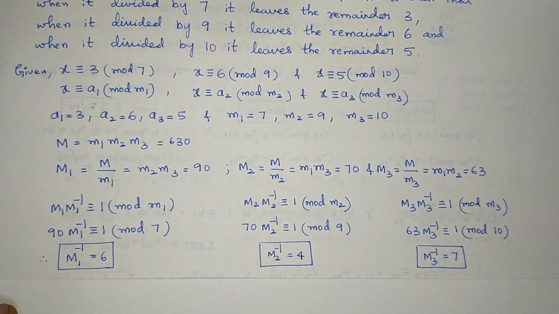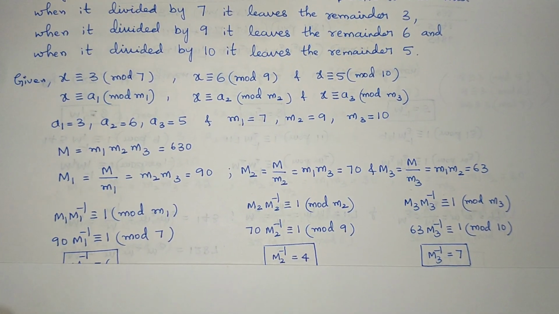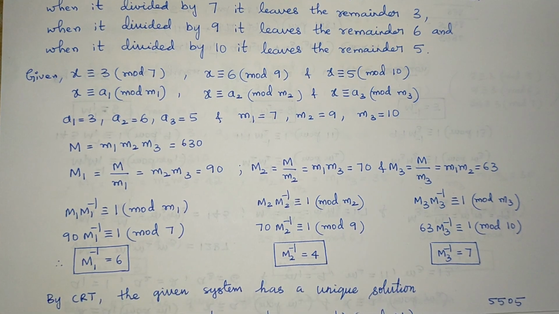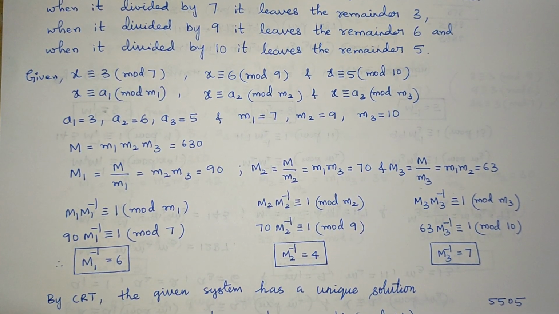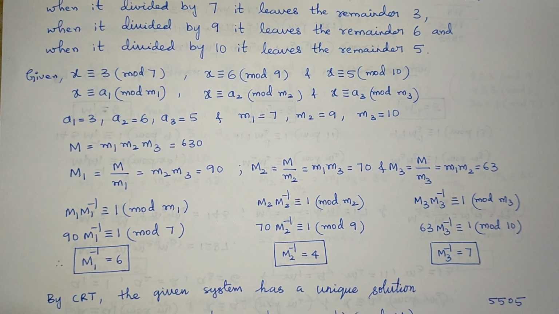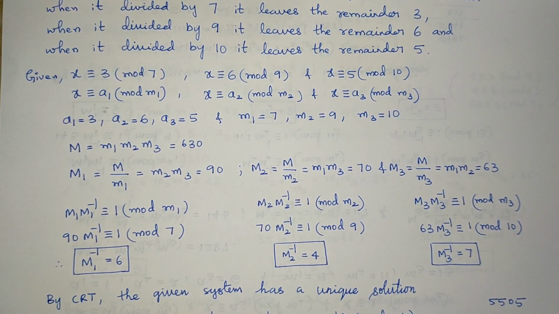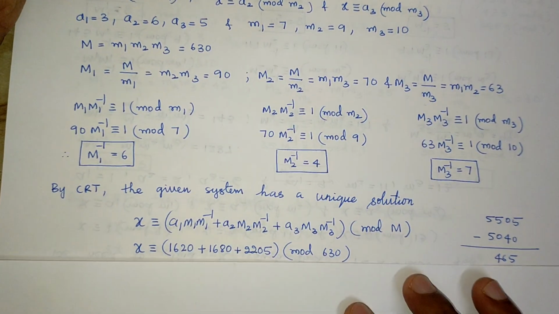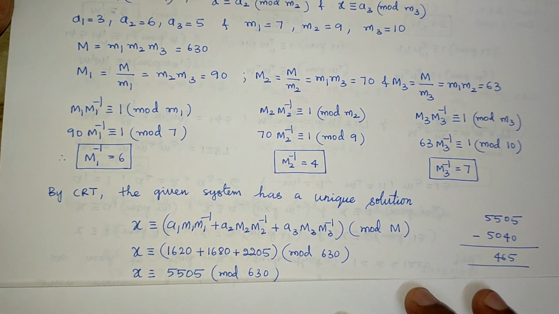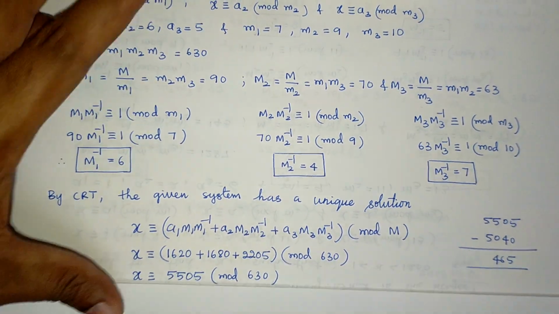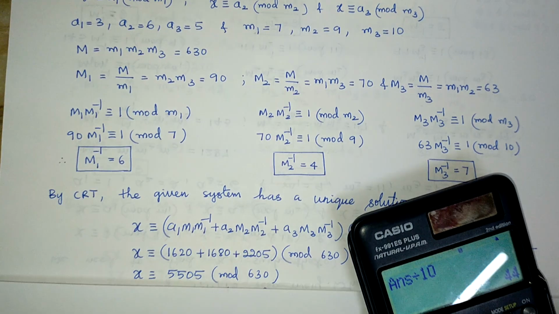After finding these values, we know the solution by the Chinese Remainder Theorem. Let us substitute that: a1 into M1 into M1 inverse plus a2 into M2 into M2 inverse plus a3 into M3 into M3 inverse, under the modulo M. So we got this, and if I add them, I will get 5505 modulo 630.